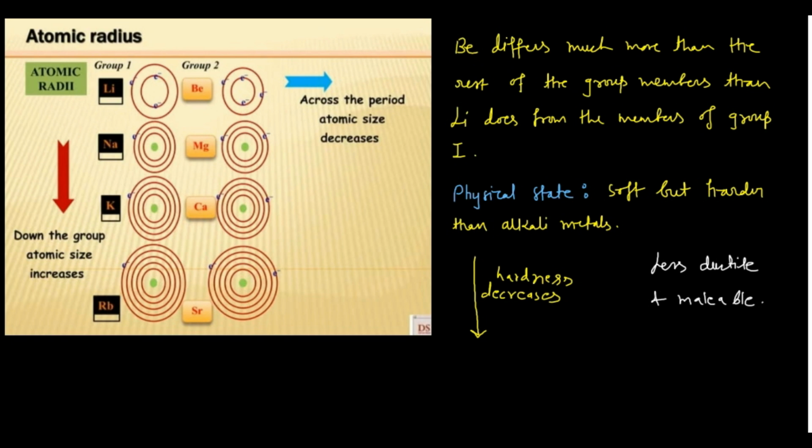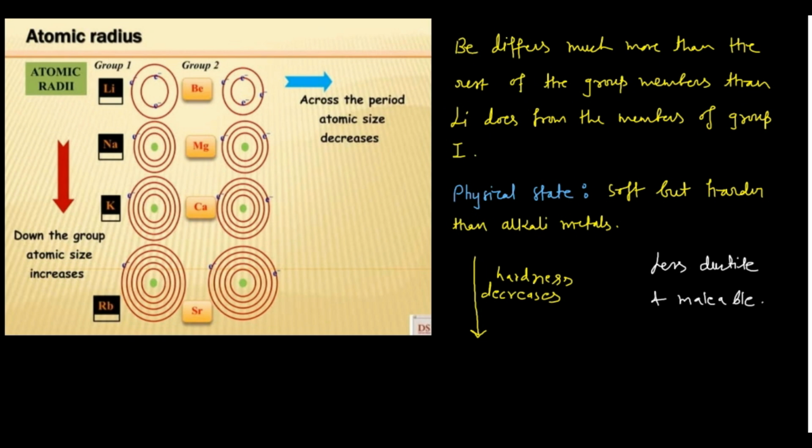Okay, and then there comes the beryllium. Beryllium differs much more from the rest of the group members than lithium does from the members of group 1. As you know, lithium has significantly different properties and anomalous behavior, and this behavior is quite different from the remaining members of the group. Same is true for beryllium also. This beryllium has the anomalous behavior due to its very small size, actually. This size is very small for beryllium, so it differs in properties significantly from the rest of the members of the group.